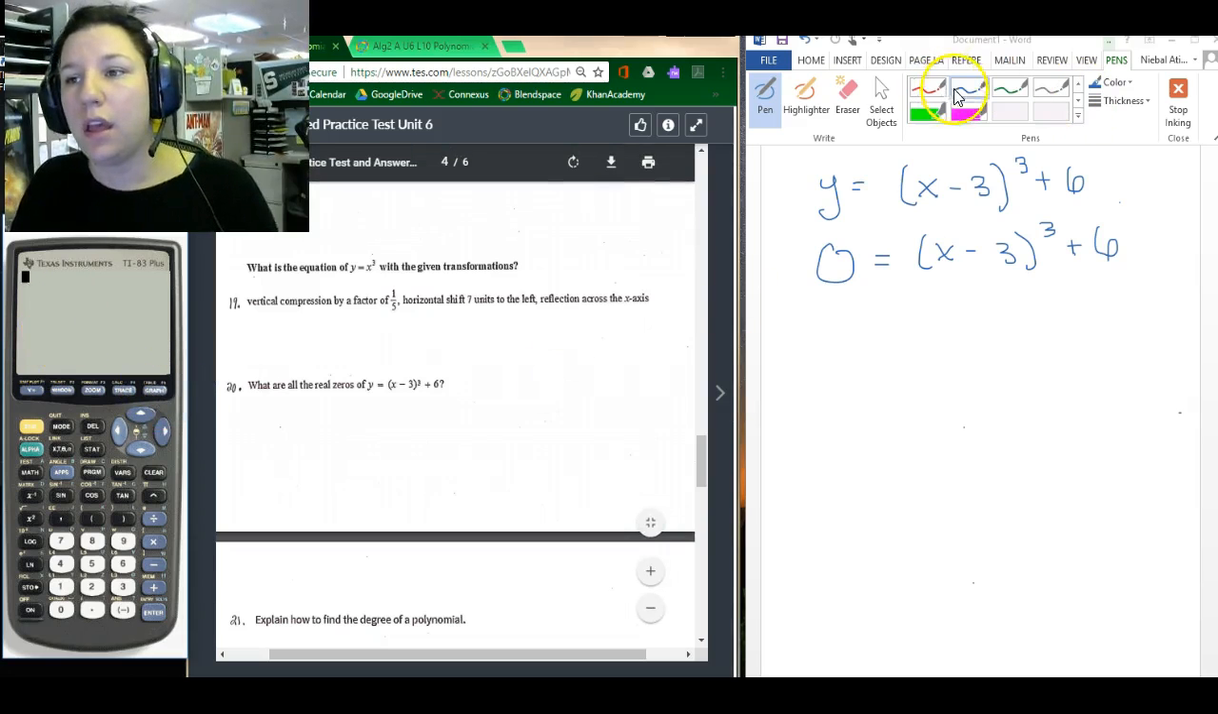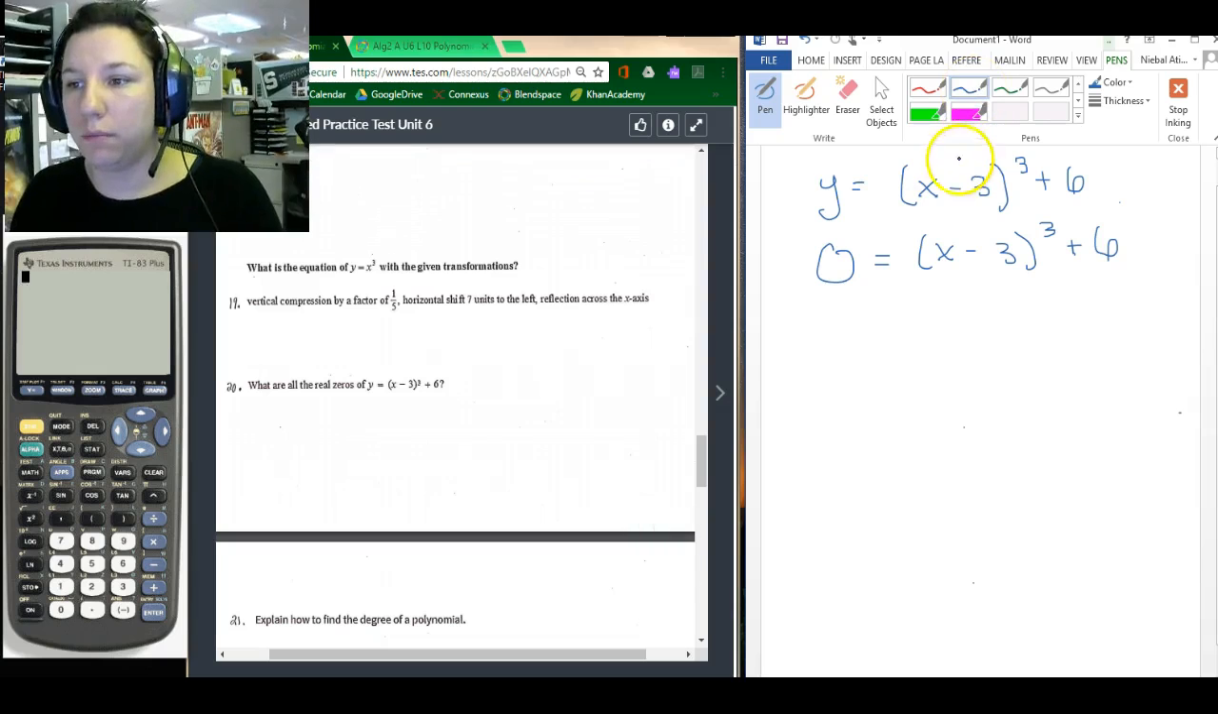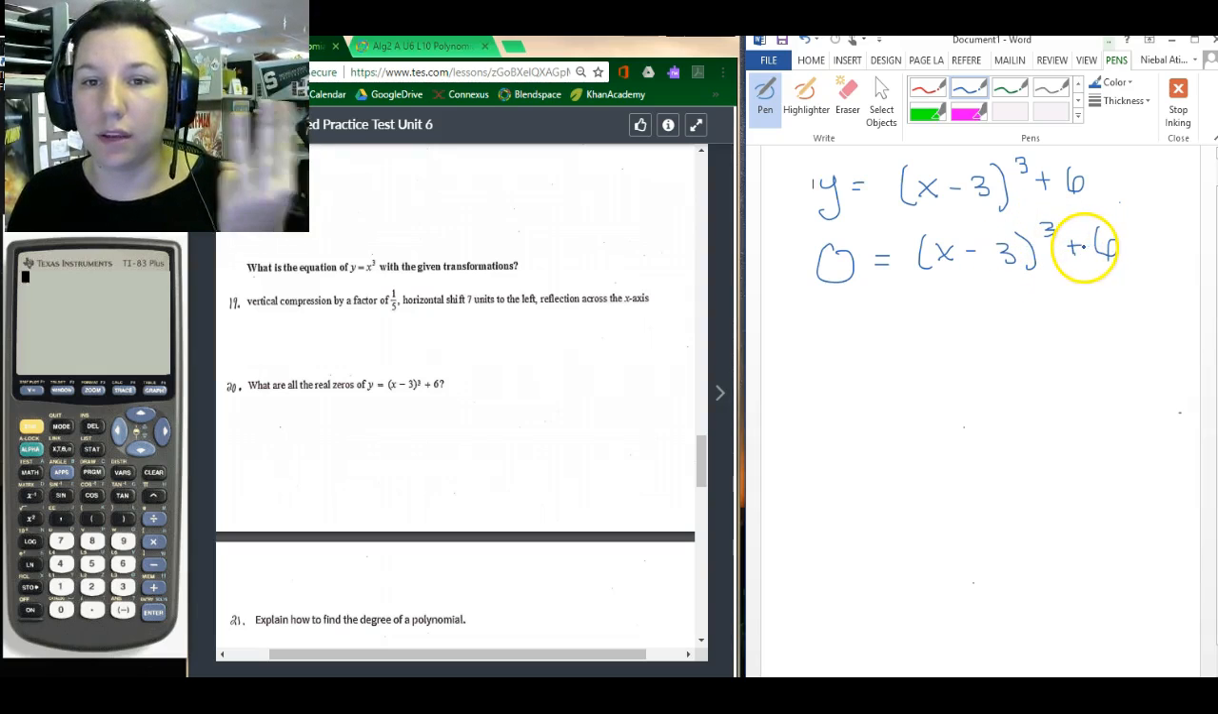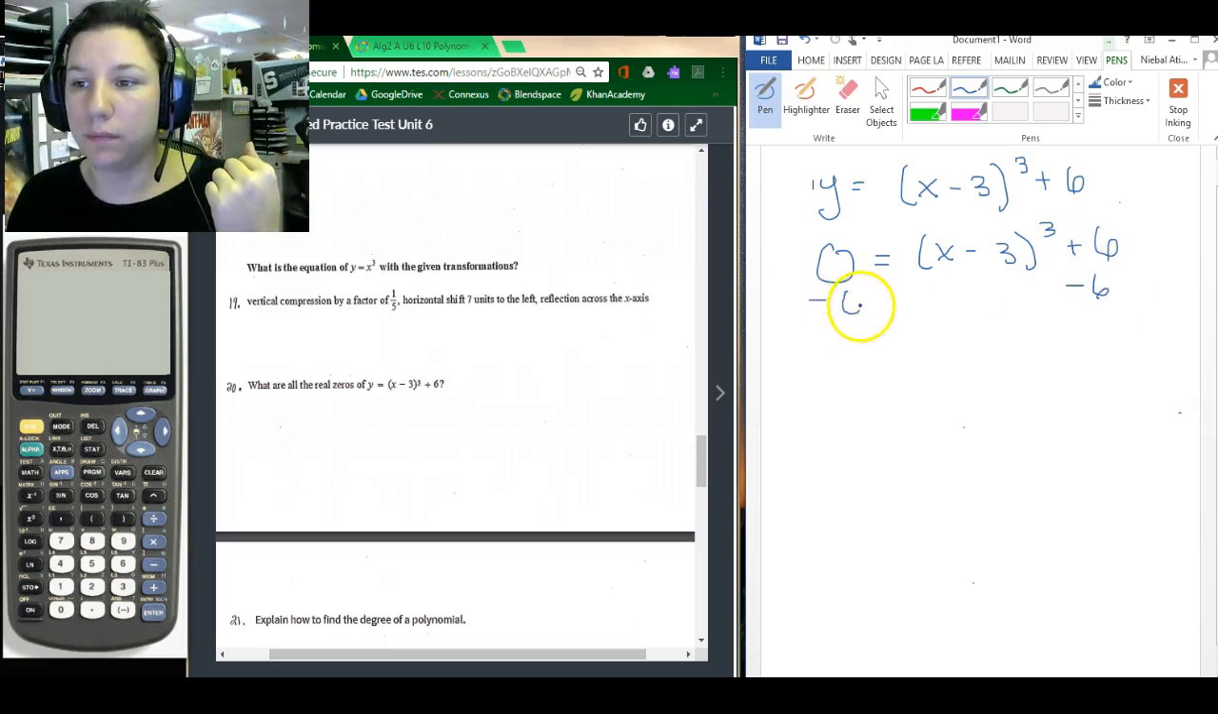So instead, we're going to solve this a different way by trying to get the x by itself. So this is x minus 3. So x minus 3, then they cubed it, then they added 6. And we want to go through and undo each of those. So I'm going to subtract 6. 0 minus 6 is negative 6.